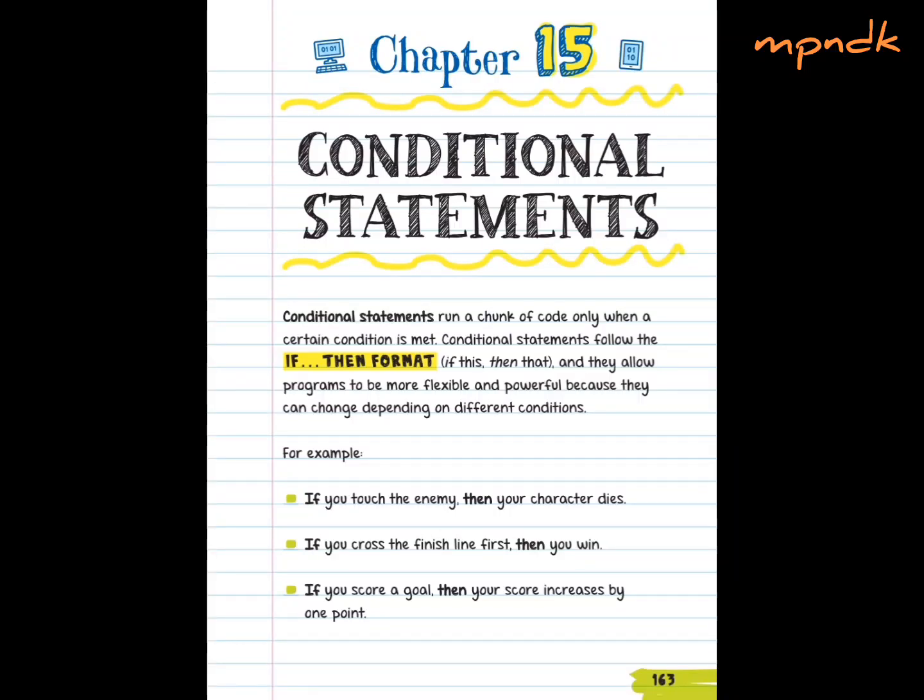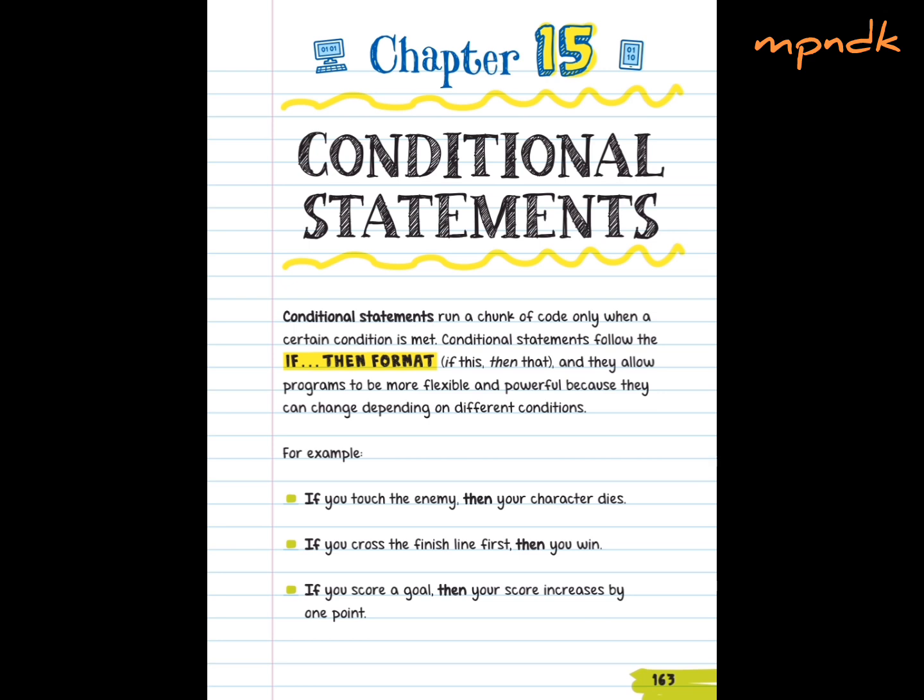Chapter 15. Conditional statements. Conditional statements run a chunk of code only when a certain condition is met. Conditional statements follow the if-then format: if this, then that. They allow programs to be more flexible and powerful because they can change depending on different conditions. For example, if you touch the enemy, then your character dies.